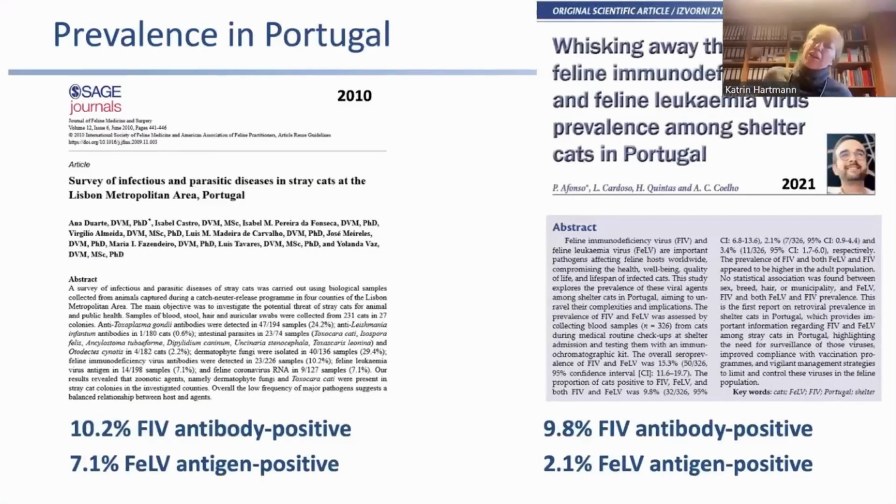I looked up the prevalence in Portugal. I found 2 different studies, one a little bit older, and one published 3 years ago, that show that FIV and FeLV prevalence is pretty high, and FIV even higher than FeLV. So these are pretty high prevalences. It's probably the highest prevalence all over Europe.